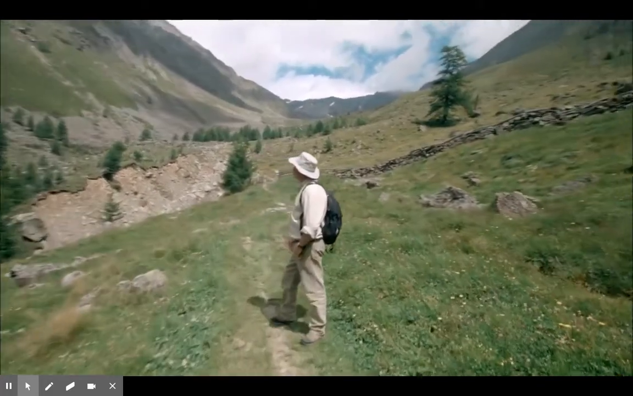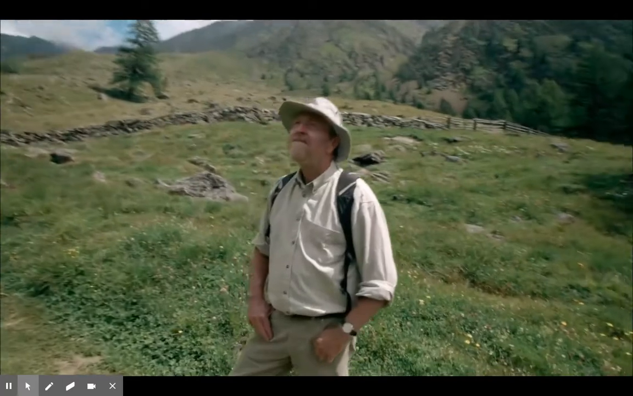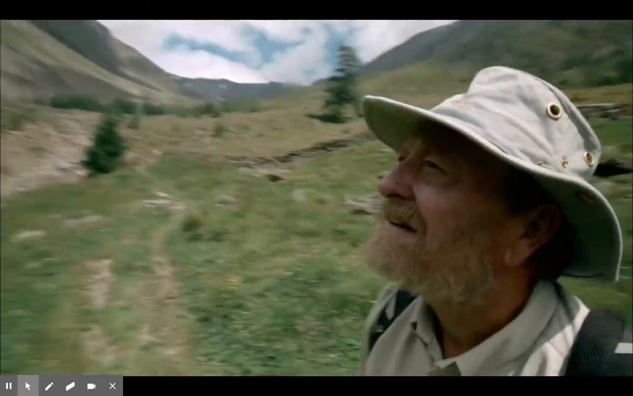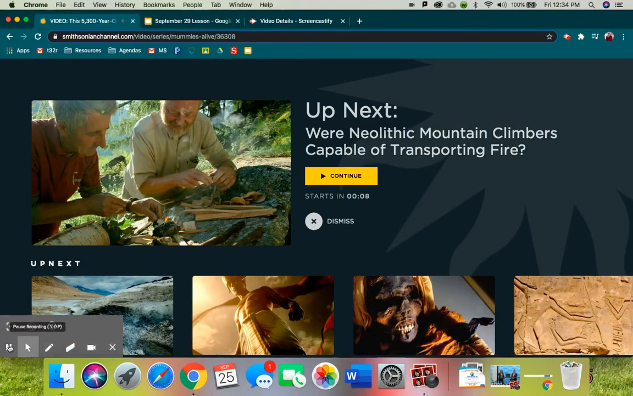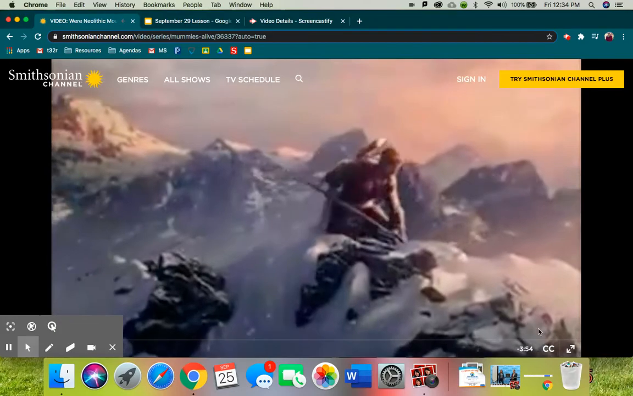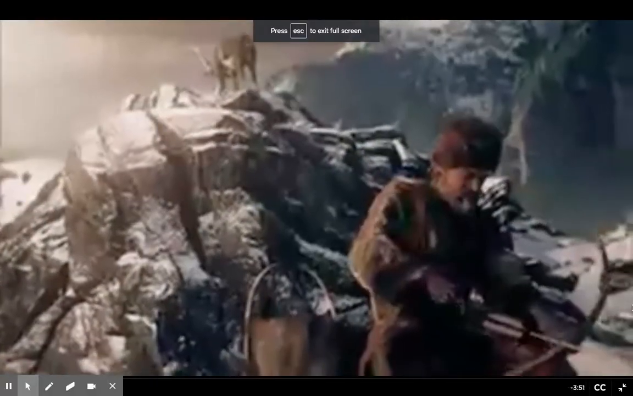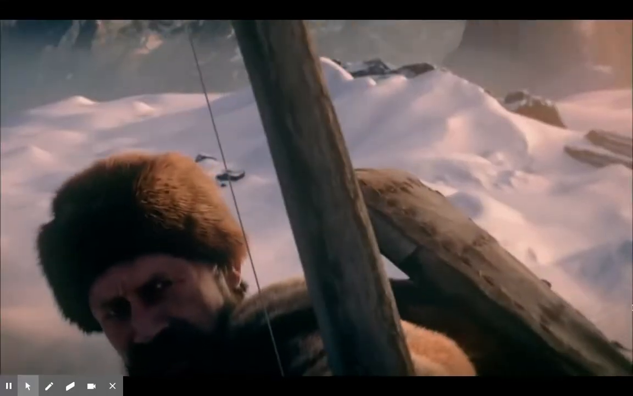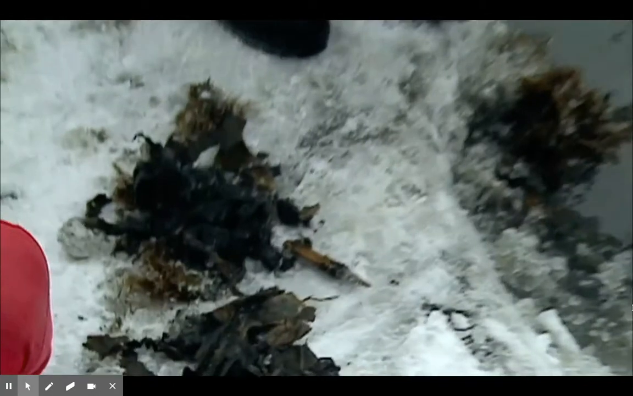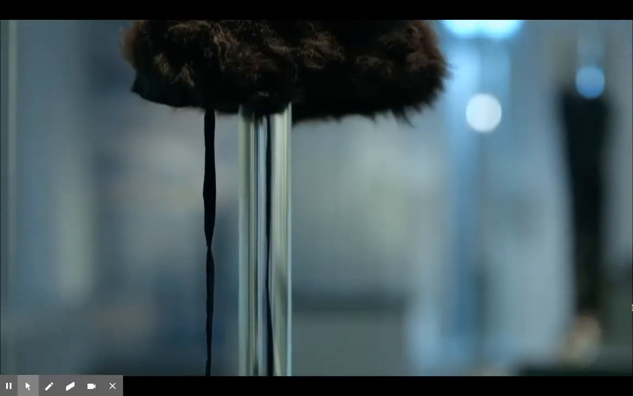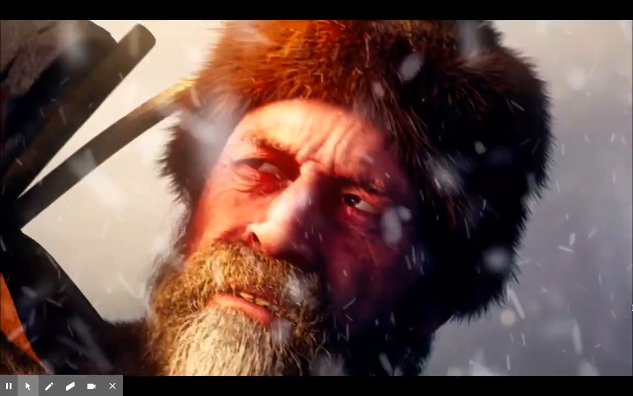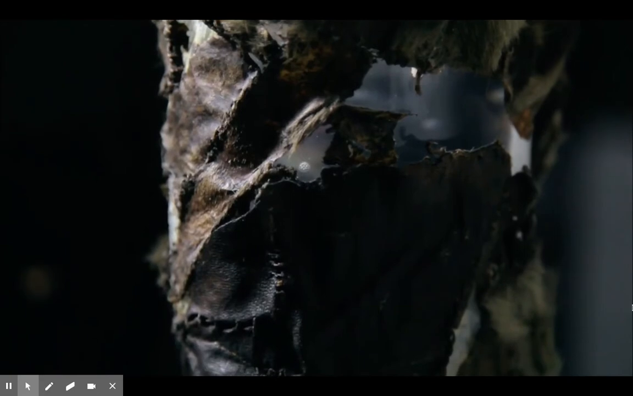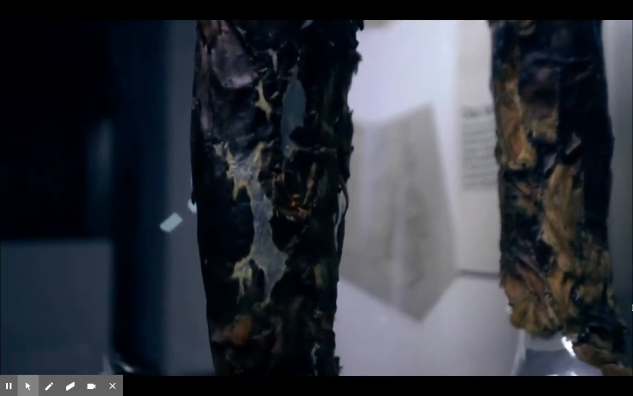But now, challenging that theory is archaeologist Dr. Francis Pryor, a specialist in Neolithic life. He was an active man, a mountain man, and he was equipped to survive. Pulled from the ice with him, a warm bearskin cap. And thick goatskin leggings, the oldest of their kind in the world.